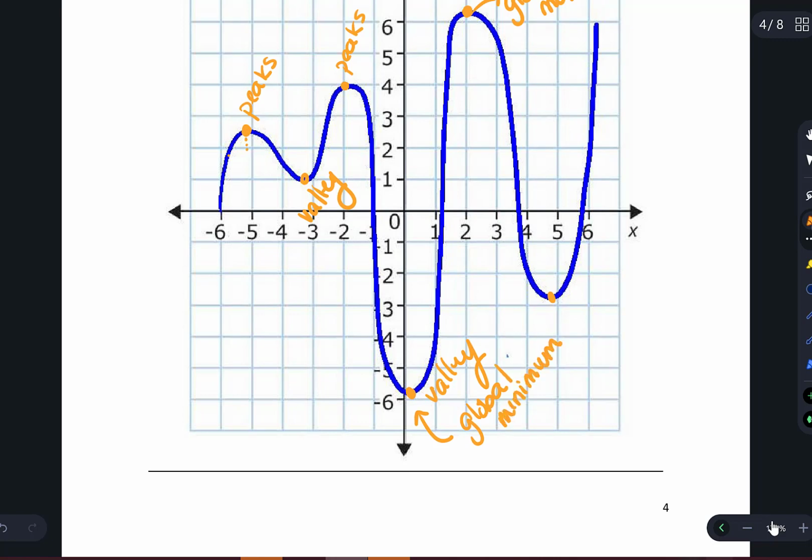But it's also a local minimum. And so another way to find the global minimum is to find all the local minimums and then find the lowest value, which is the global minimum.